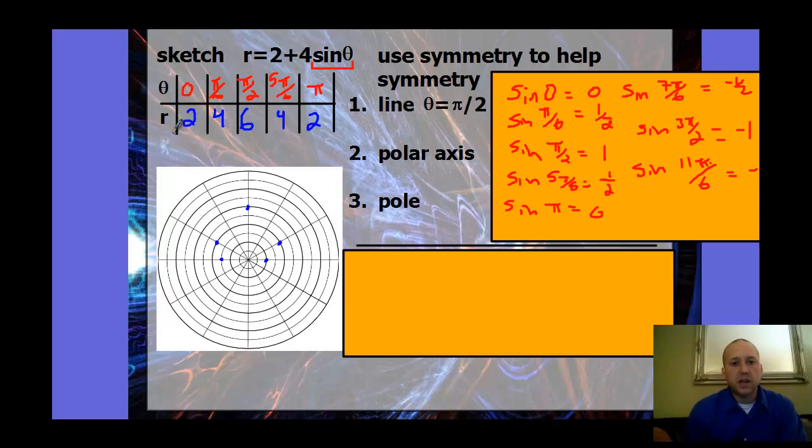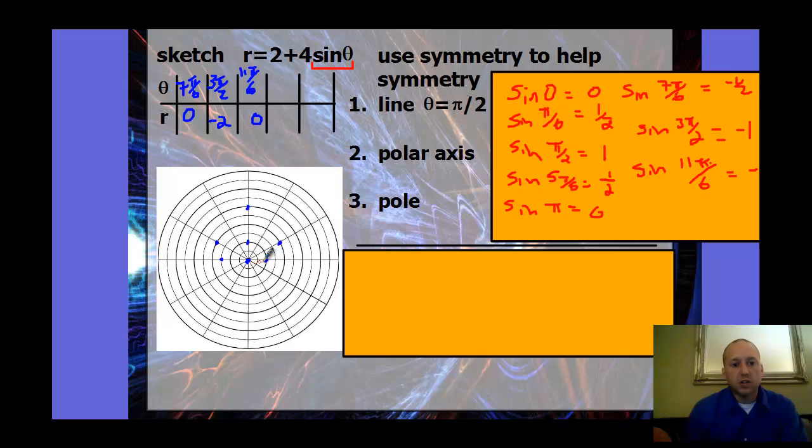If I keep going with this table, at 7 pi over 6, I get negative 1/2. Negative 1/2 times 4 is negative 2. Negative 2 plus 2 is 0. So I actually come back to the pole right here, no distance away. 3 pi over 2 is negative 1, so I get negative 2 here. If I plot that, 3 pi over 2 goes downward, but the negative 2 means I have 2 in the opposite direction. And then 11 pi over 6, we get 0 again, so we come back to the pole again. We have to look at the order we plot these points to help graph this.